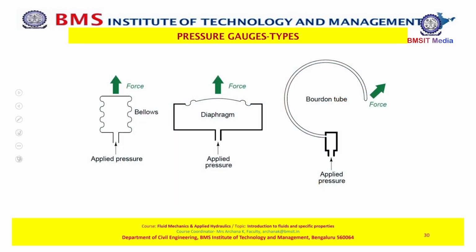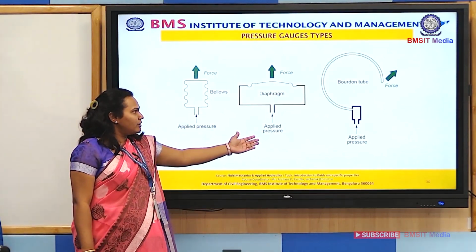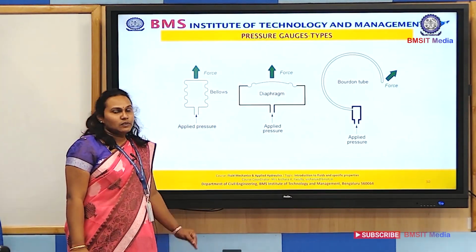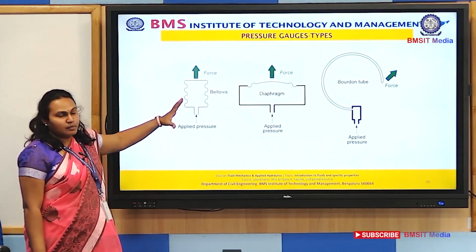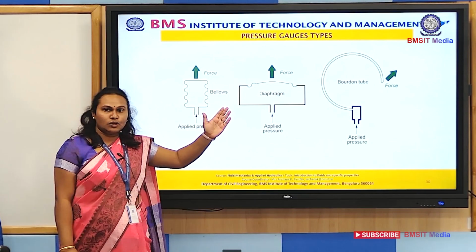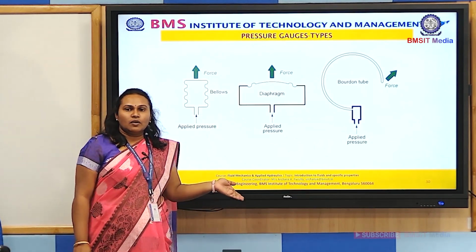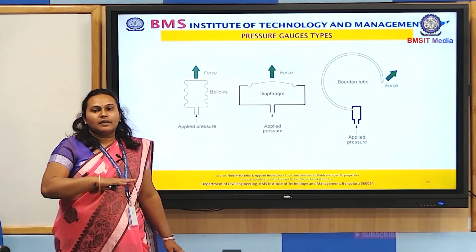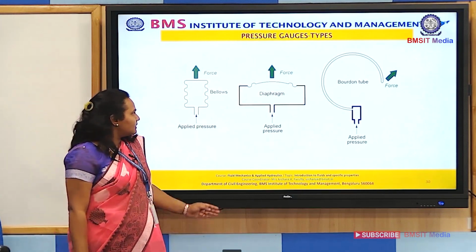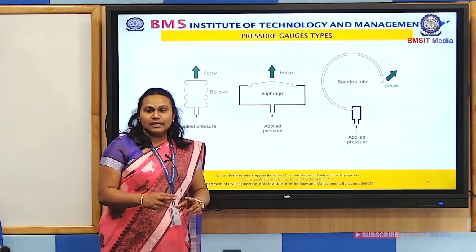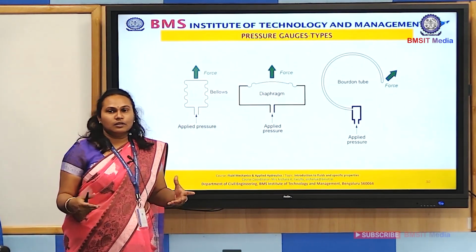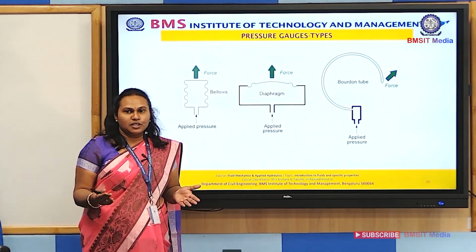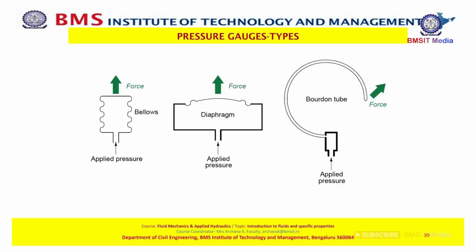So what are the different types of mechanical gauges that we have? We have the bellows pressure gauge, the diaphragm, and the Bourdon tube. Bellows is like a spring that contracts and expands under pressure. The mechanism is connected to a needle, so depending on the force applied, it moves to that extent. Same with the diaphragm. The diaphragm is like an elastic support, and it also deforms under a certain pressure, and the deformation can be seen in the needle movement.